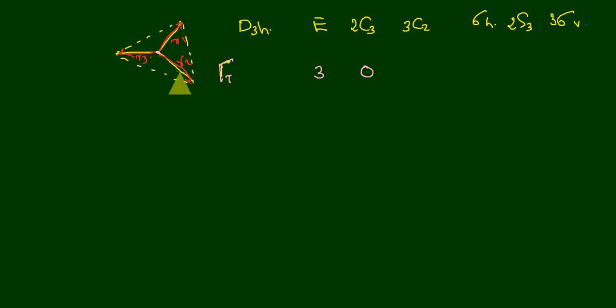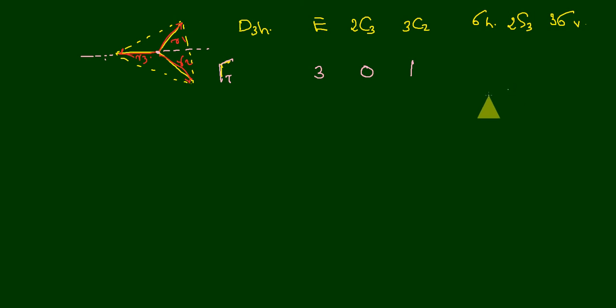And what about C2? The C2 axis is any axis passing through one of these bonds. For example, if you are considering this axis, that is an axis passing through R3. During the C2, R1 and R2 will exchange their position, but R3 will retain its position. So during the C2 operation, only one bond vector will retain its position. Therefore, the total character corresponding to C2 is equal to 1.